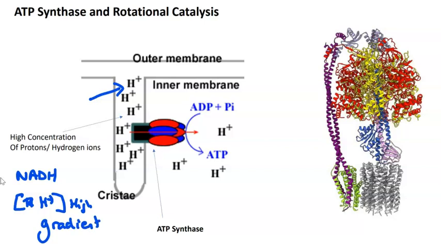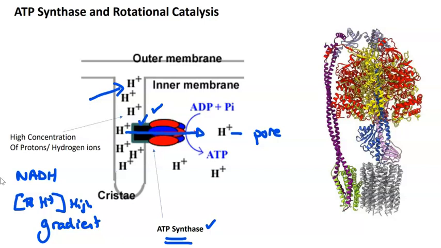What was discovered was that these protons flow through the enzyme on the other side called ATP Synthase, and that this enzyme, which is embedded in the wall of the Cristae, has a core pore, and the protons are flowing through that. And as this occurs, it causes the protein to rotate at the base.